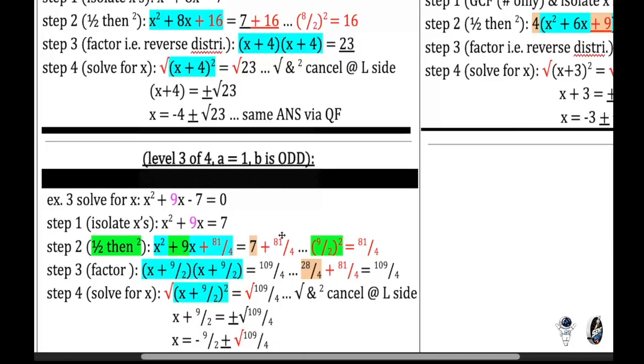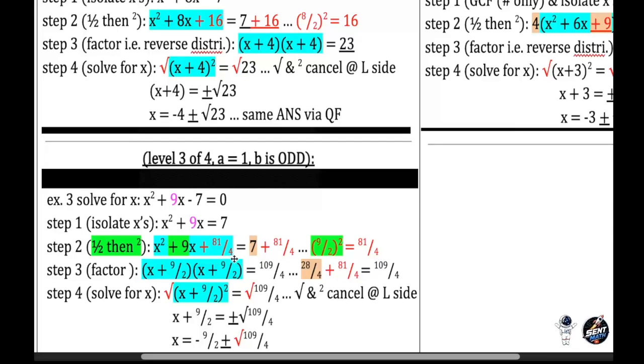And then we have to combine these two by converting 7 into 28 over 4 so that the denominators match with the 81 over 4. Okay? 28 plus 81 is 109. And remember, when you add fractions, you keep the denominator the same. 109 over 4 is what these two become. Okay, so we can see it becomes 109 over 4.